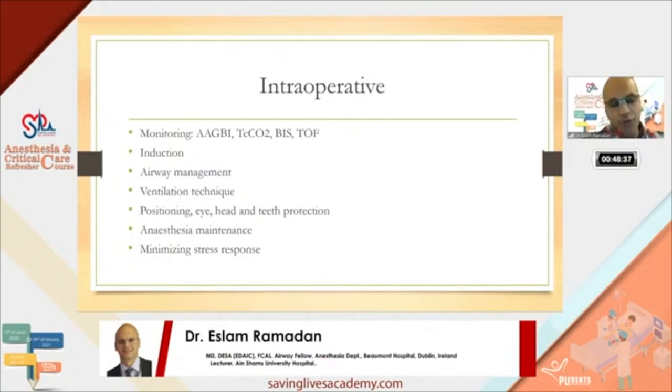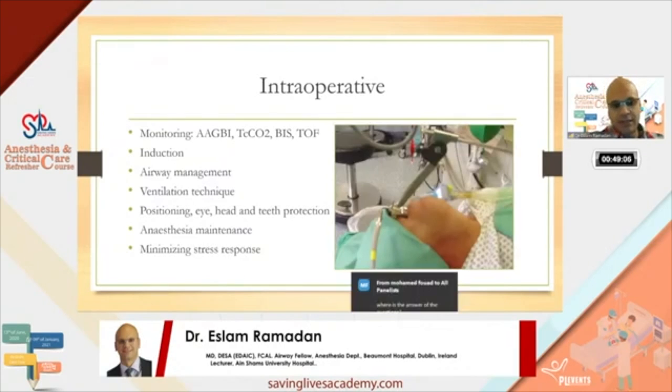Positioning is very important because in most of these patients the neck is fully extended. So you have to examine the patient before the surgery regarding the range of neck movement. The majority of these patients have had radiotherapy, so post-radiation there's a limitation of neck movement. And if there's any atlanto-axial joint problem, like arthritis, it's very important to clarify this before the surgery. You can see here how the neck is extended.